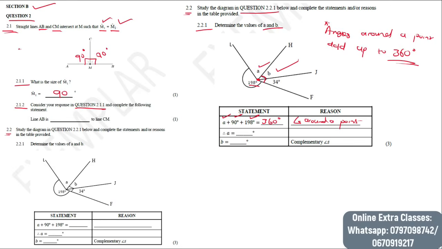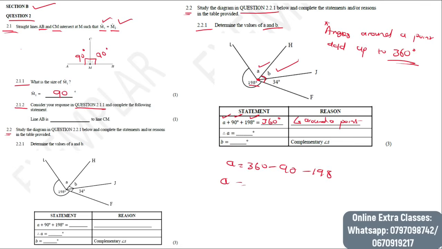Now that we know that this is equal to 360, we can easily find our A. Our A will be equal to 360, and we just take 90 and 198 to the other side. When we take them to the other side, they change their sign. So it will be minus 90 minus 198. Then angle A will be equal to, and we just plug this into our calculator: 360 minus 90 minus 198.